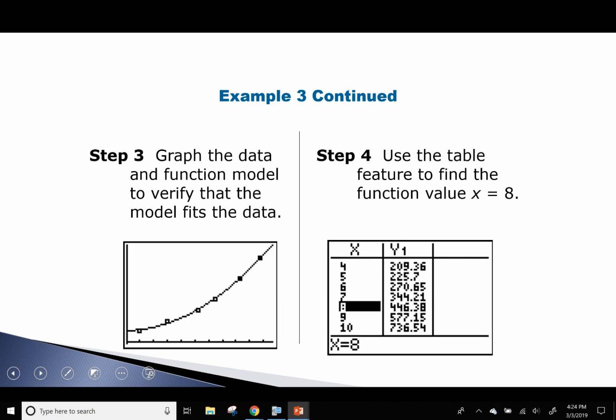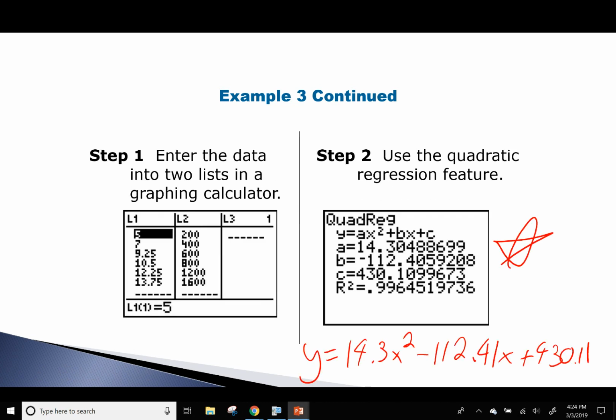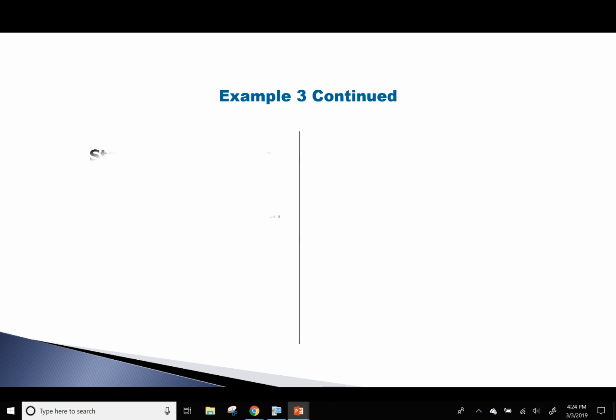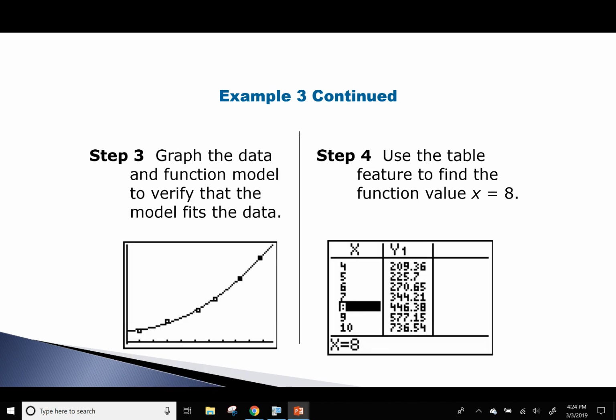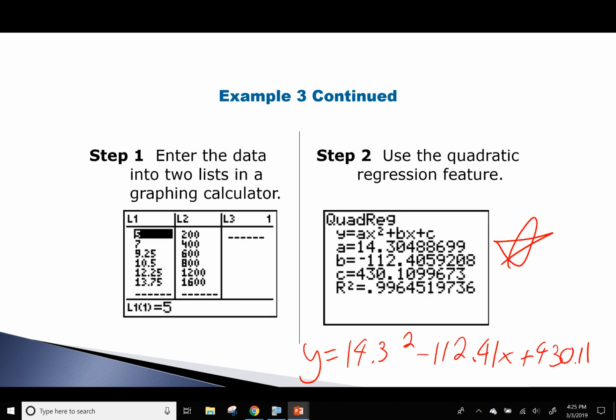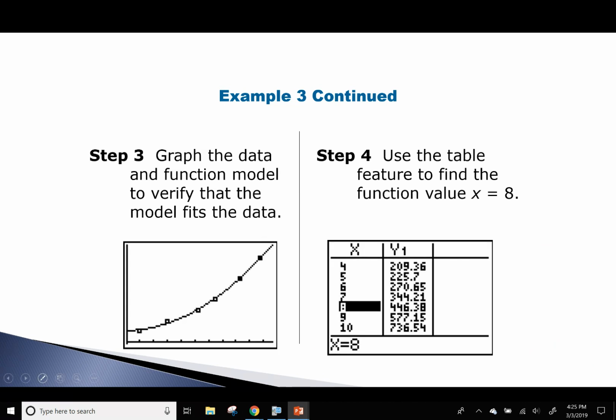There you have it. So now if you want to find the value for x equals 8, does that even ask us that originally? Yeah. Use the model to estimate the reel length for an 8-inch diameter film. So if you have an 8-inch diameter film, how long would that reel length be? So you can plug in 8 as the x value, which means instead of having x squared, you plug in 8, right? And if you type that in the calculator, we'll save a little bit of time and just skip ahead. We get roughly 446.